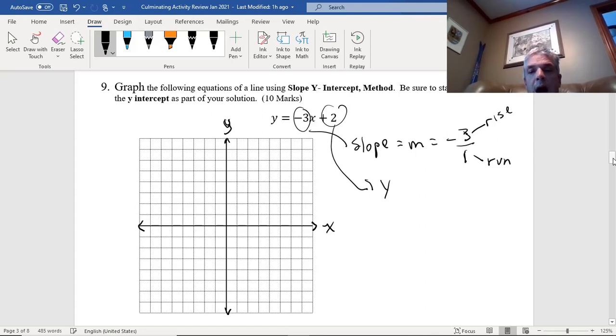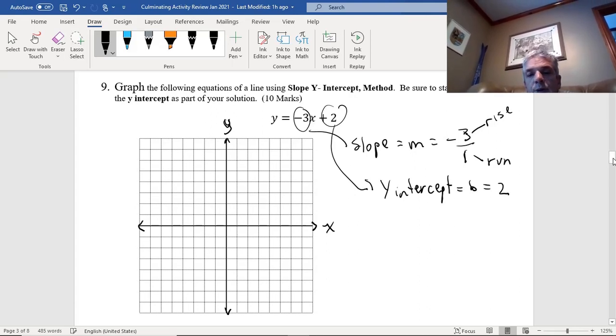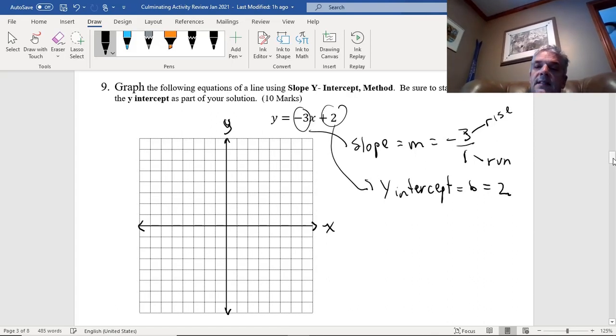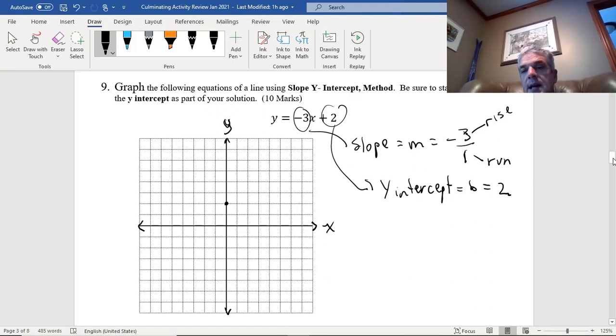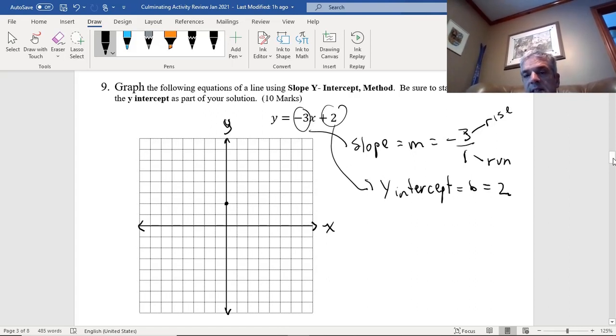Then we have another number here. This is our Y-intercept, okay? Now, the letter we use for it equals B, and in this case, it equals 2. All that means is this is where it will cross the y-axis. Intercepting means to cross it, okay? So we go to y equals 2, 1, 2, and that gives me my starting point. This is my rise, this is my run.